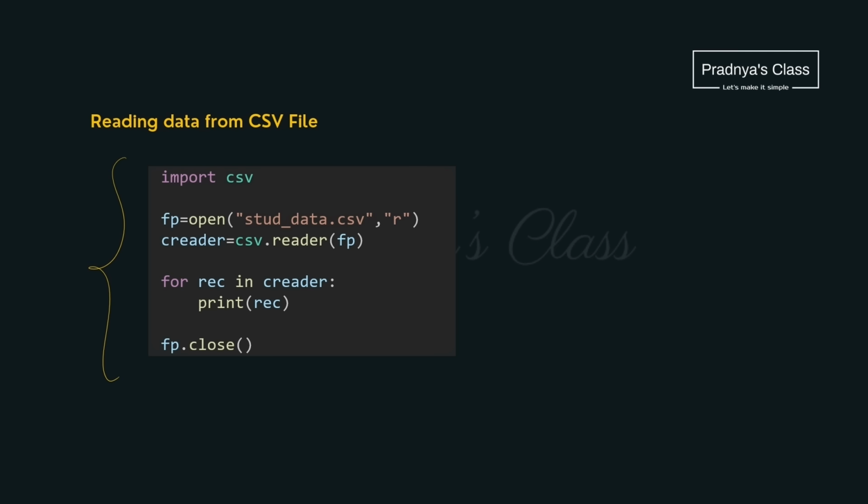Here is the code. First we will import CSV module. Open the file in the read mode. In the third step, we are gonna create reader object. And reader function is available in CSV module. That's why we need to write csv.reader. We got the records from the file. Now with the for loop, we are iterating over the records and printing one by one. Finally, we will close it.